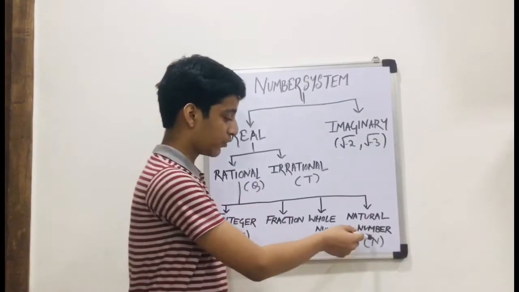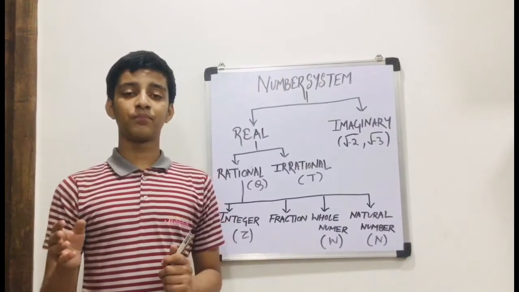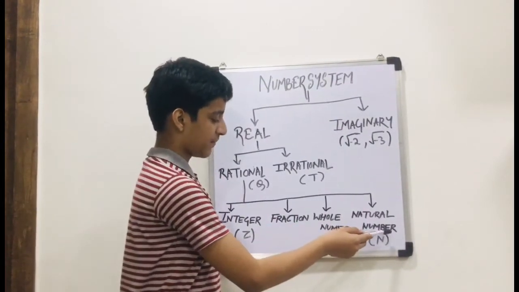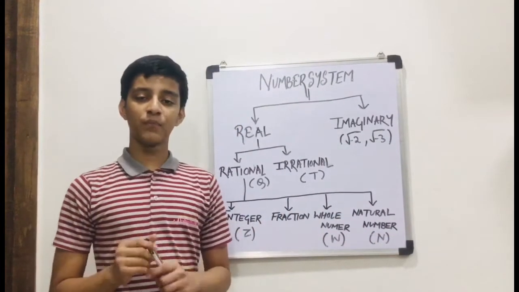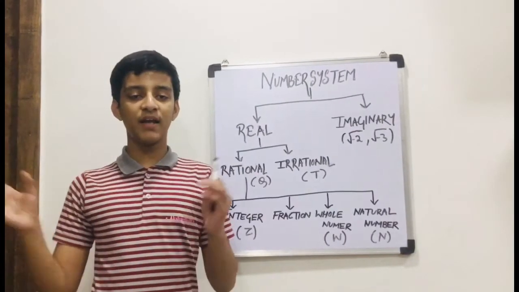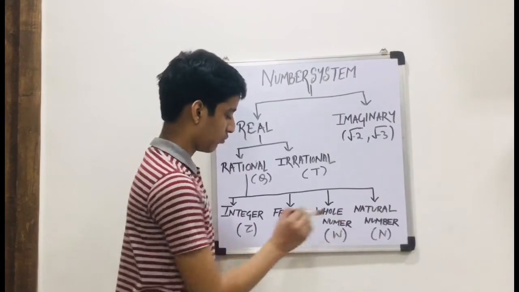Natural numbers are those numbers which are starting from 1 and going till infinity. Natural numbers are represented by the letter n. Next is whole number. Whole number are those numbers starting from 0 and going till infinity. Whole numbers are represented by the letter W.